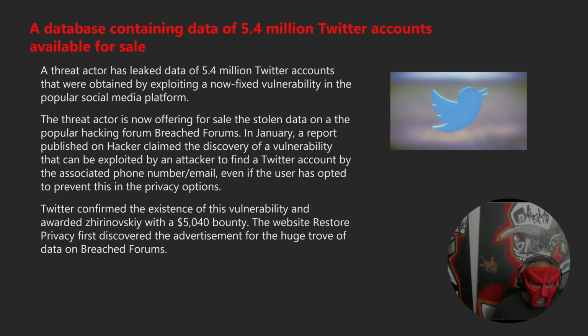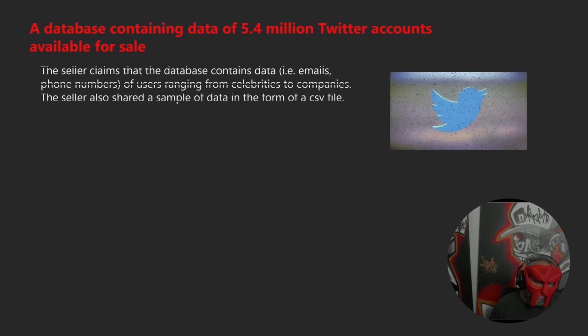Really? Whatever. Anyway, the website Restore Privacy first discovered the advertisement for the huge trove of data on Breached Forums. So somebody found a vulnerability. Somebody else stole 5.4 million Twitter accounts. And the person who found the vulnerability got $5,000. That's what you get. Okay.